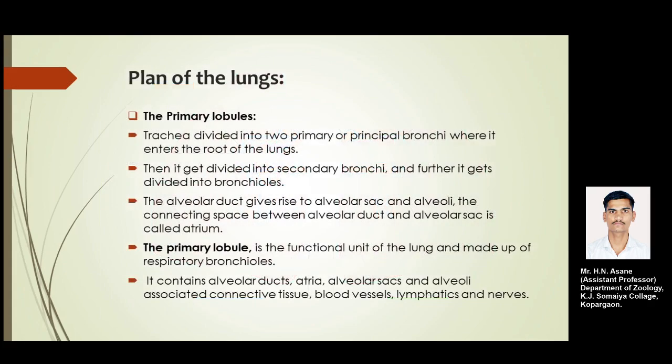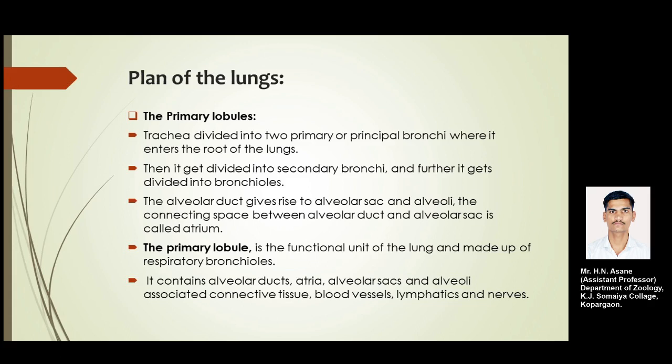So the plan of the lung, how the lobules are divided and what the specifications of those lobules are, we will see in this text. The trachea is divided into two primary or principal bronchi, the two main bronchi we saw in the last slide, where they enter the root of the lungs. Then they divide into secondary bronchi.